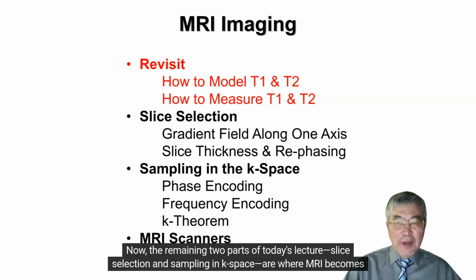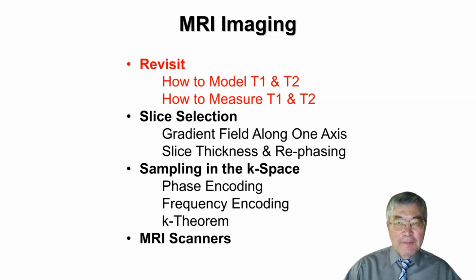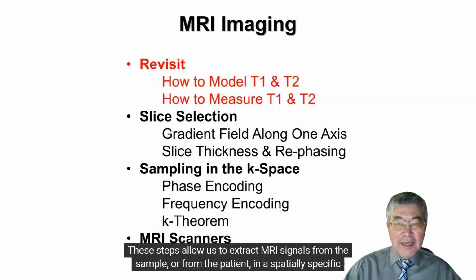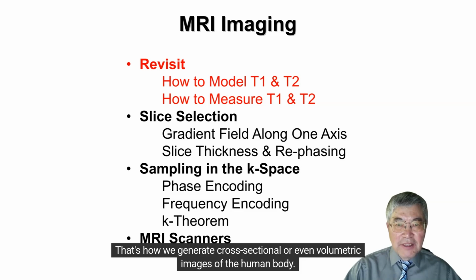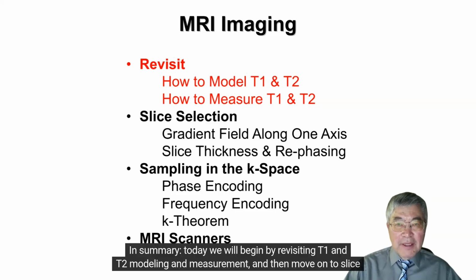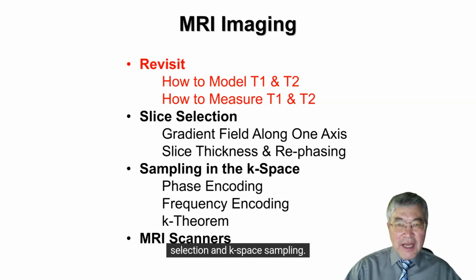Now, the remaining two parts of today's lecture, slice selection and sampling in K-space, are where MRI becomes truly powerful. These steps allow us to extract MRI signals from the sample or from the patient in a spatially specific way. That's how we generate cross-sectional or even volumetric images of the human body. In summary, today we will begin by revisiting T1 and T2 modeling and measurement, and then move on to slice selection and K-space sampling. These latter two are really the emphasis of this lecture.